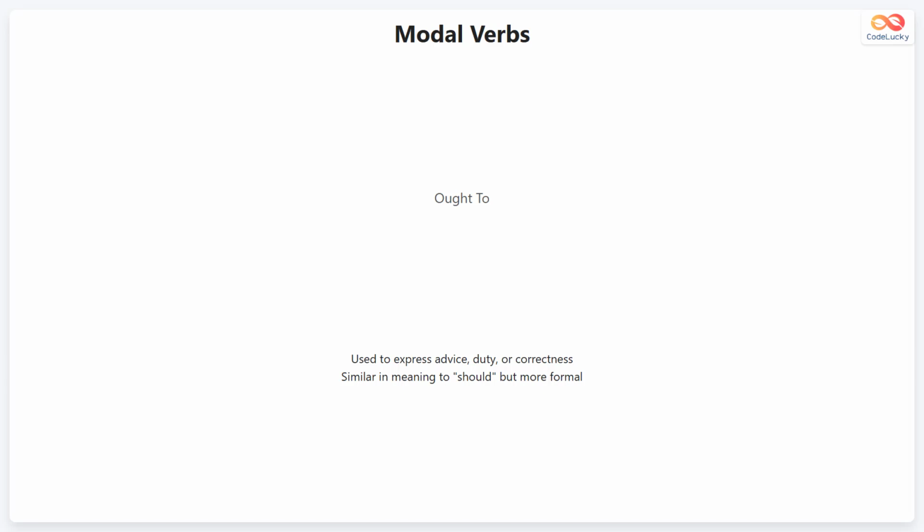Ought to is a modal verb used to express advice, duty, or what is correct to do. It has a similar meaning to should, but sounds more formal. For beginners, think of ought to as a polite way to give strong recommendations about what someone should do.